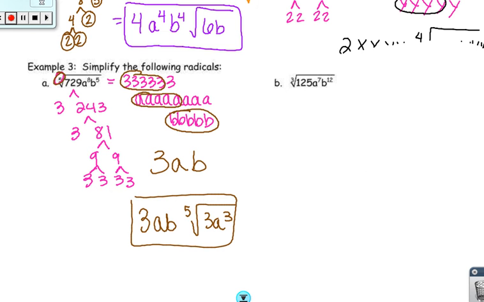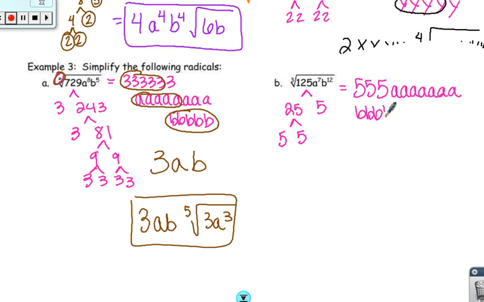All right, last one. The cube root of 125, A to the 7th, B to the 12th. You have 25 times 5 makes 125. And 5 times 5 is 25. So there's 3 5's, 7 A's, 12 B's. I need groups of 3.